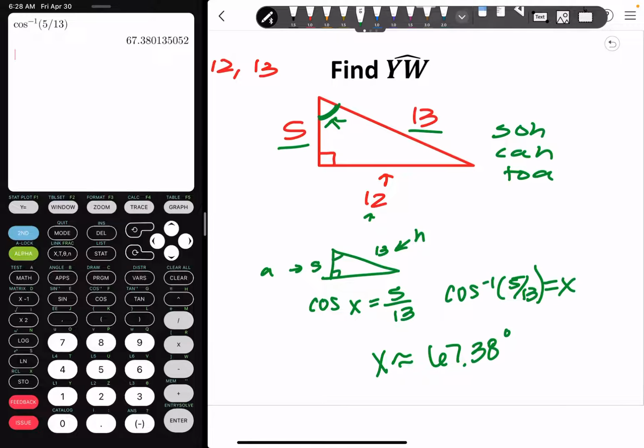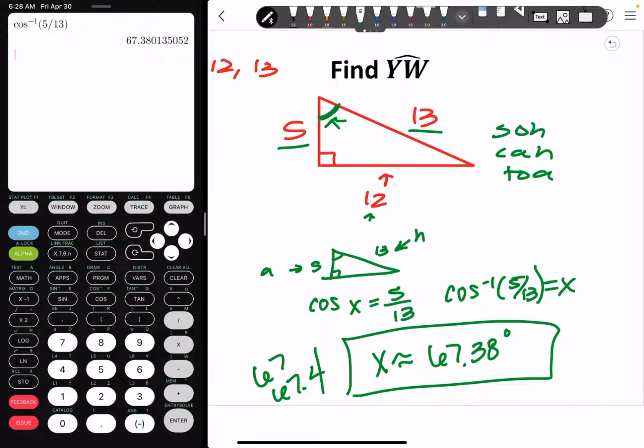67.38 degrees. Typically, I'll tell you what to round to. So if I tell you to round to the nearest degree, your answer would have been 67. If I told you to round to the nearest tenth, it would be 67.4. If I told you to round to the nearest hundredth, which is what I've done, it's 67.38.